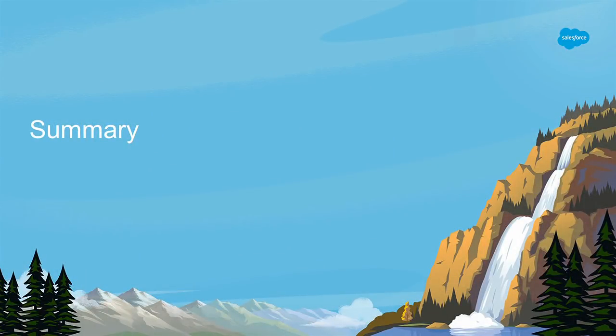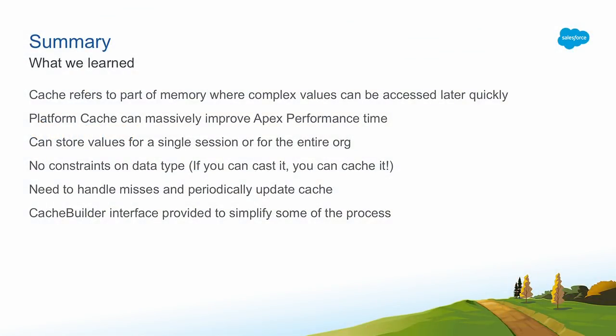All right, so great, things to think about. Let's do a little recap of what we talked about here. To start off, we talked about cache, part of the memory, where complex values can be stored for quick access later, just like the squirrel with his acorns. And we saw a demo about how platform cache can drastically improve Apex performance time, whether it's one query, two queries, or API calls. A lot of things can be improved by querying just one time if it's the similar value for a lot of users. Or in the case of session cache, the same value that needs to be calculated for one user repeatedly.